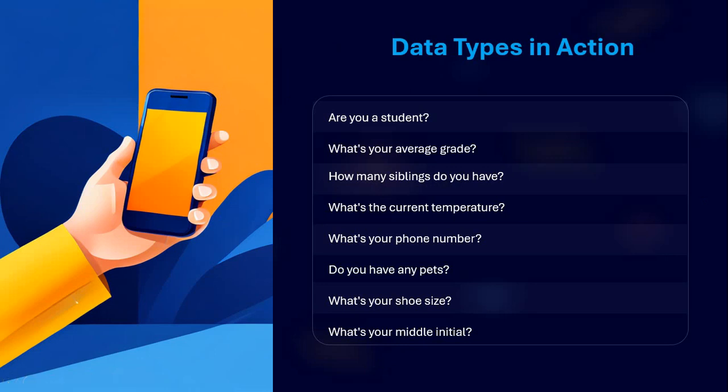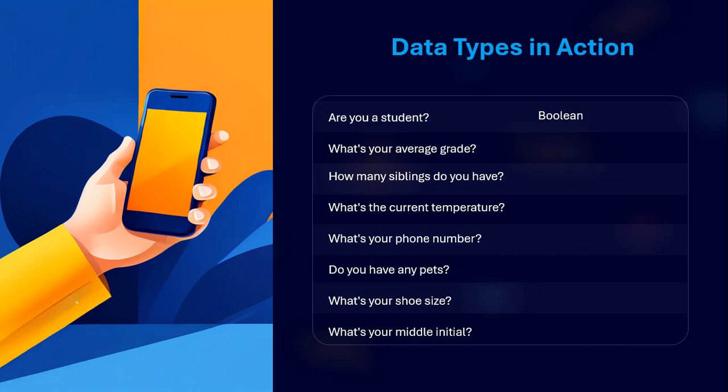So let's quickly do an exercise here. We are looking at data types in action. Are you a student? So what do you think we will use here? What data type are we going to use? Are you a student? So which one are you using? If you guessed Boolean, yes, you are right. So Boolean is used to check whether something is true or false. So since are you a student? No. Then yes. Okay, then you continue. So Boolean fits the correct data type here.